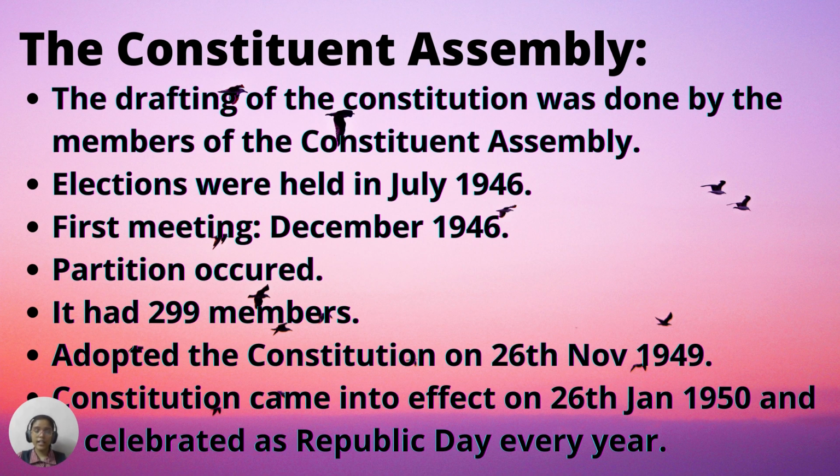Then unfortunately, partition occurred between Pakistan and India, and because of that, the Constituent Assembly also had to be partitioned. The Indian Constituent Assembly had 299 members. They adopted the Constitution on 26 November 1949, but the Constitution came into effect only on 26 January 1950, and that day is celebrated as Republic Day every year.